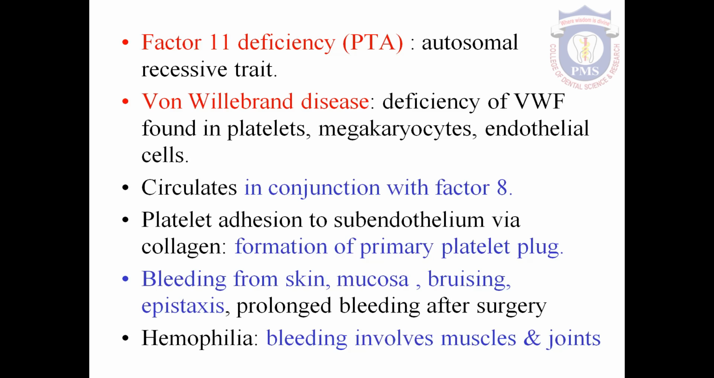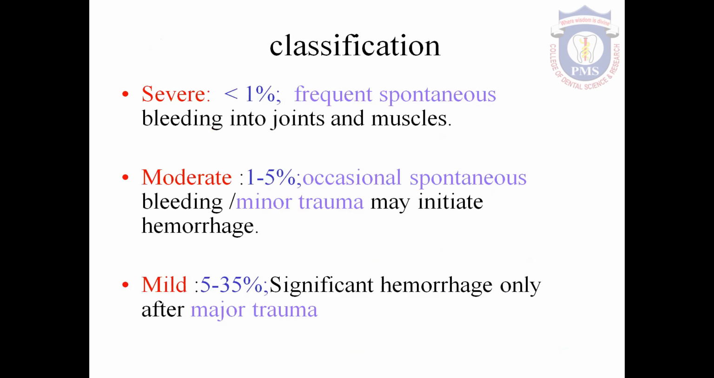And what are the bleeding sites you see in hemophilia? Bleeding from skin can be seen, mucosa, then bruising of the surfaces can be seen. Then epistaxis, that is bleeding from the nose. Then bleeding can occur after surgery. And one of the main bleeding sites is the muscles and joints. That is, the blood can accumulate in the muscles and joints, and it can lead to crippling conditions.